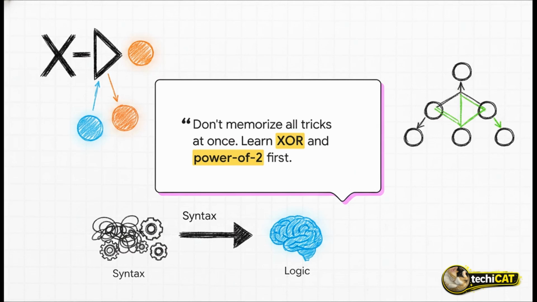So let's ground ourselves with this core advice straight from the source material. Don't memorize all tricks at once. Learn XOR and the power of 2 check first. They appear most frequently. It is so much better to deeply understand the logic behind why XOR cancels out duplicates, or exactly why clearing the lowest set bit identifies a power of 2, than it is to just blindly memorize syntax. Master the concepts we just walked through, and the syntax will naturally follow.